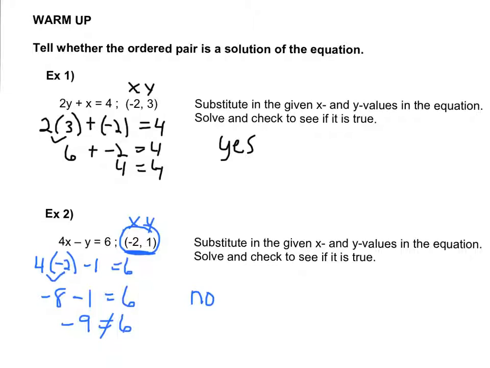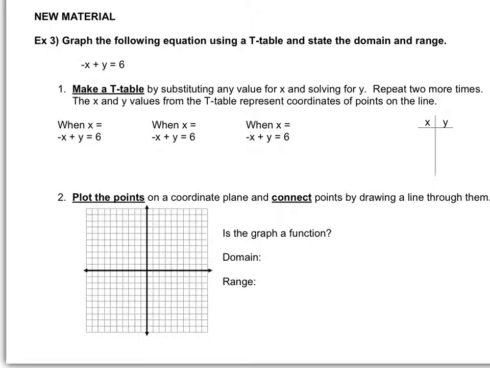Okay, so now let's get on to new material. Alright, so example 3, you want to write this down. It says graph the following equation using a t-table and state the domain and the range. Okay, so the first thing you want to do, here is your equation, -x plus y equals 6. It says make a t-table. So a t-table is just taking a t like that and putting your x and y there, and that's called a t-table.